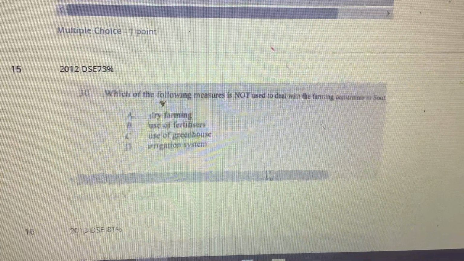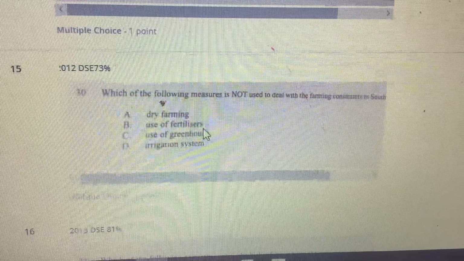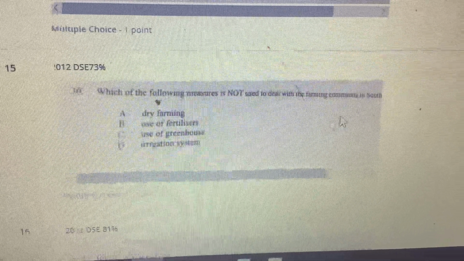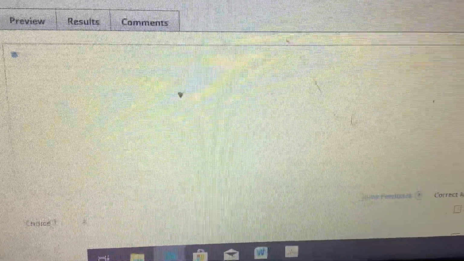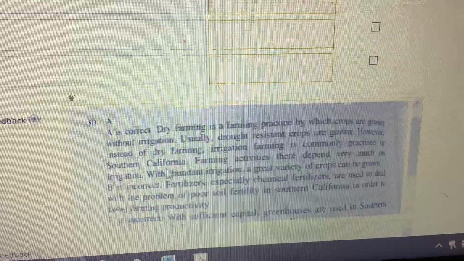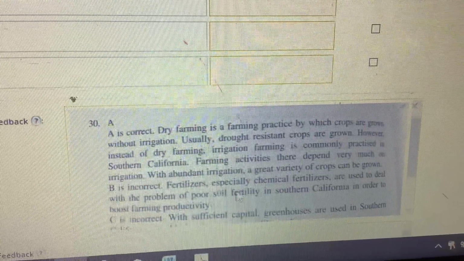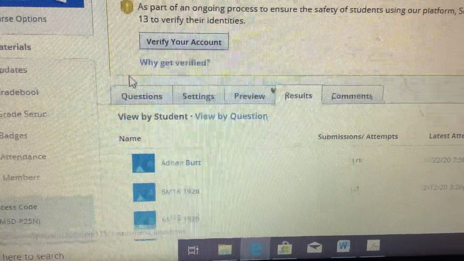Next one. Which of the following are not the measures used to deal with the farming constraint in Southern California? Dry farming, use of fertilizer, use of greenhouse, irrigation system. Which one? Dry farming. Why is it dry farming? Mostly California depends very much on irrigation. Dry farming is mostly for the Sahel. So California is not using dry farming. Bear in mind.